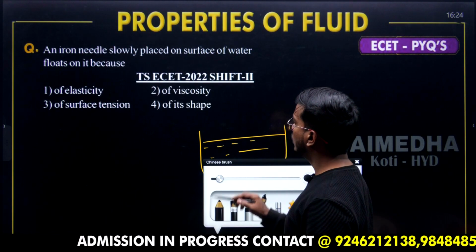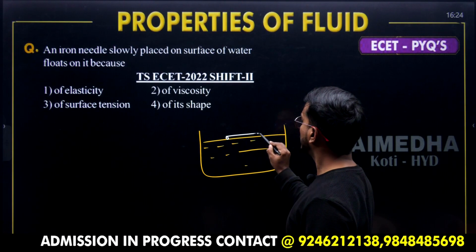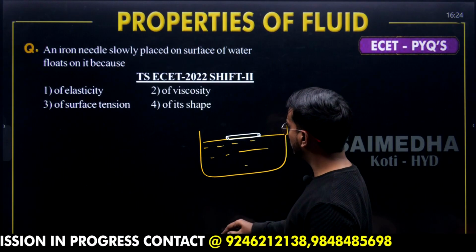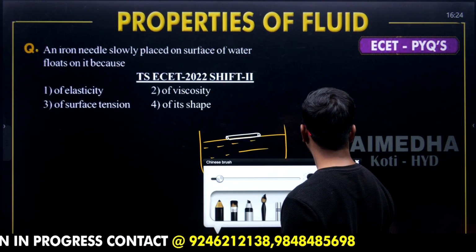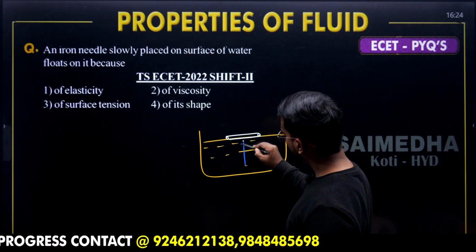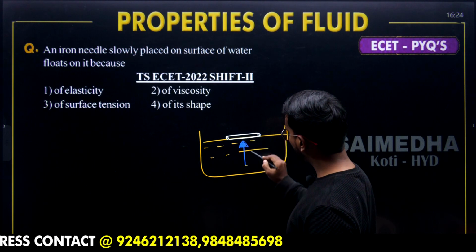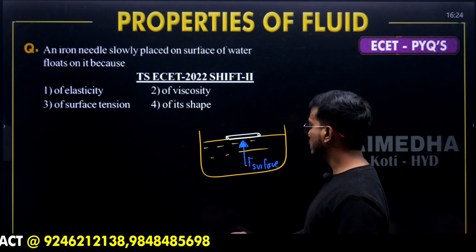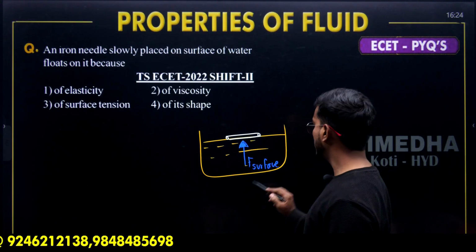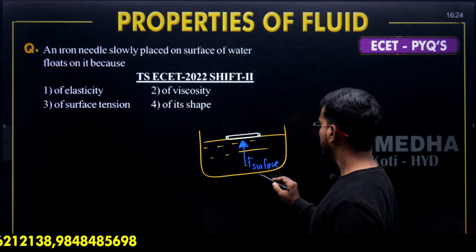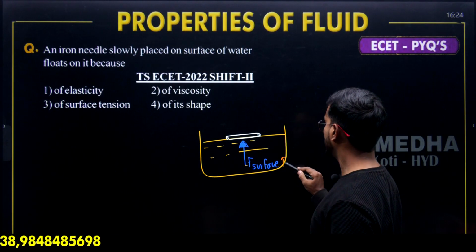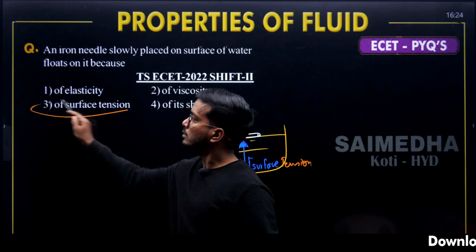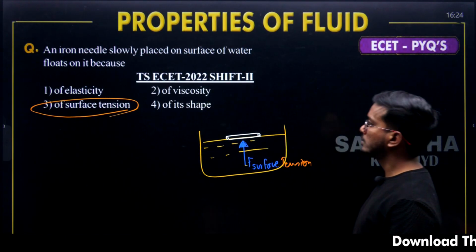An object over the surface of water floats because there is one upward acting force supporting it. What is this force called? Surface tension force. This force is called the surface tension force. So what is the correct answer for this question? Surface tension is the correct answer.